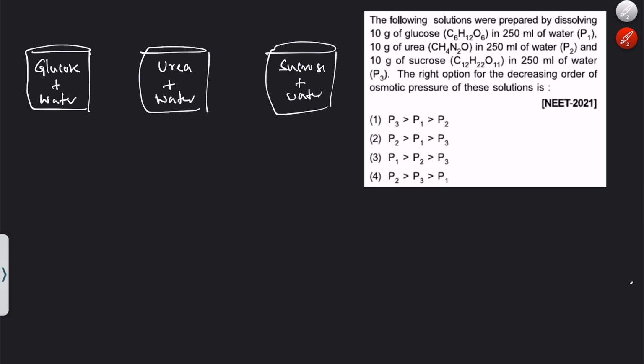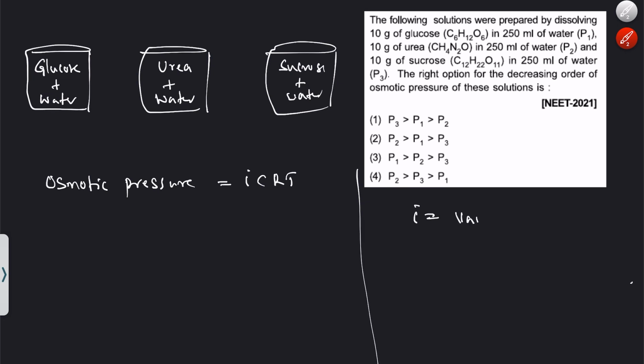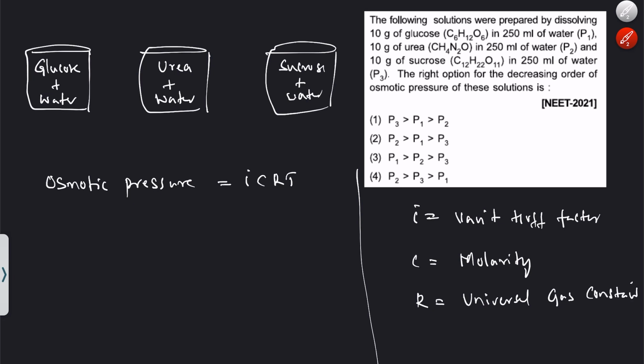How do we do this? We know the formula for osmotic pressure. The formula for osmotic pressure is π = iCRT. What is i here? i is the Van't Hoff factor, C is concentration, which is generally molarity, R is the universal gas constant, and T is temperature.